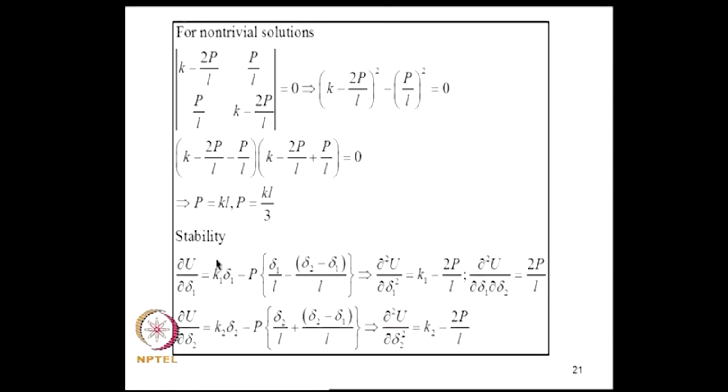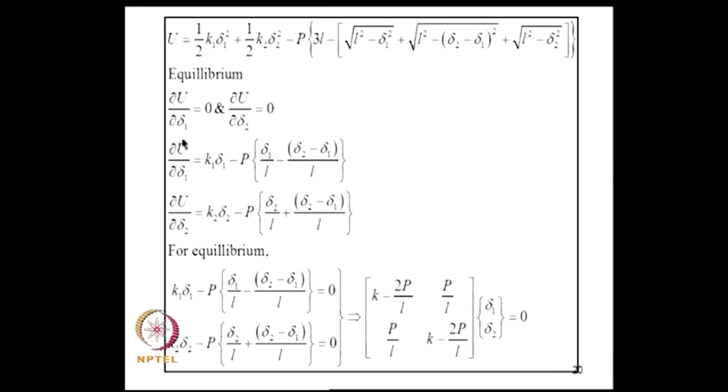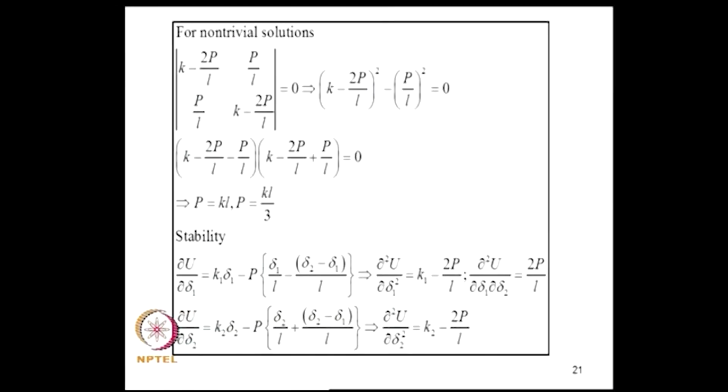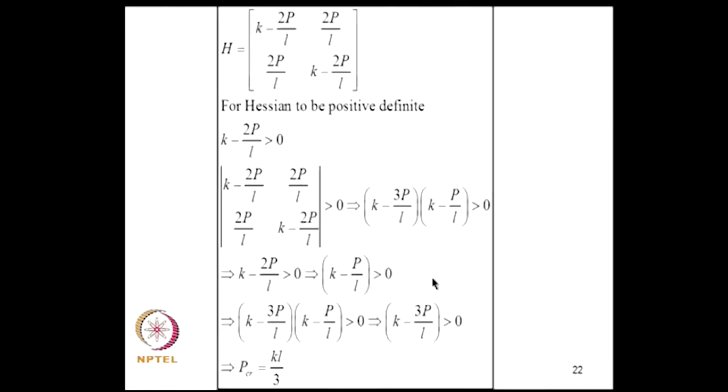Now, we can examine the stability by considering the second order gradients. So, that is a Hessian matrix I have to find out and see whether the Hessian matrix is positive definite or not. So, I construct the second order derivatives and the Hessian matrix, and for the Hessian matrix to be positive definite there are two criteria: k minus 2p by L must be greater than 0 and the determinant of this must be greater than 0. So, I get this condition, first condition is k minus 2p by L must be greater than 0, second condition is this.